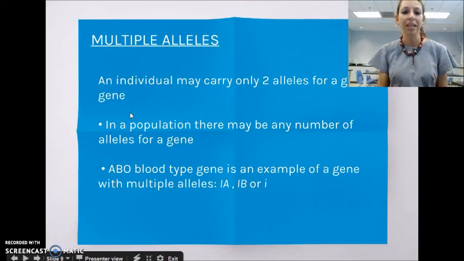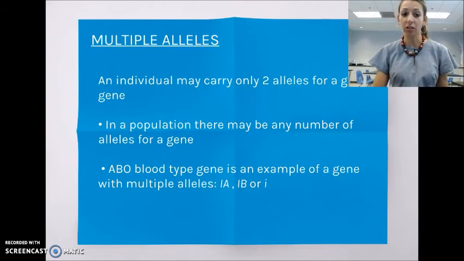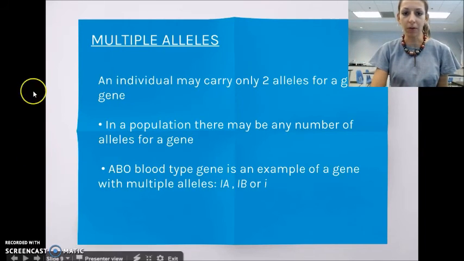All right, multiple alleles. An individual may only carry two alleles for a given gene, so you only have two copies of every gene, but in a population there may be any number of alleles for that gene. So for example, the ABO blood type gene is an example of a gene with multiple alleles. Our three alleles that we can have are big I^A, big I^B, or little i, and whatever combination of that you have will determine your blood type.